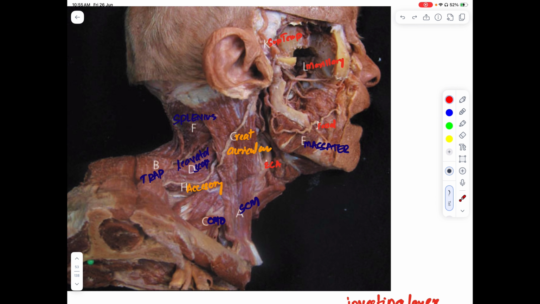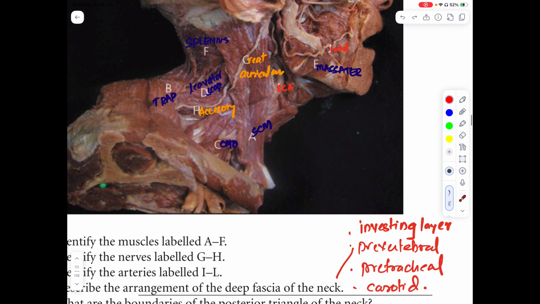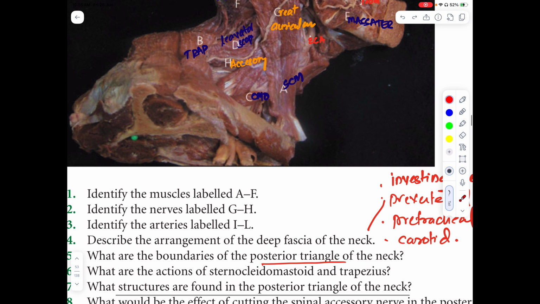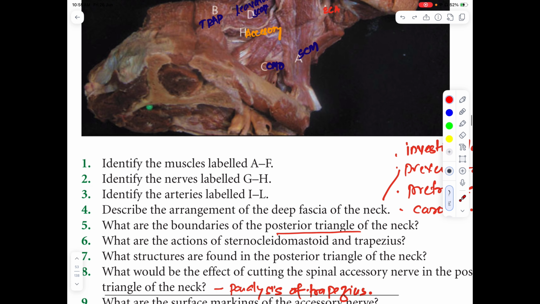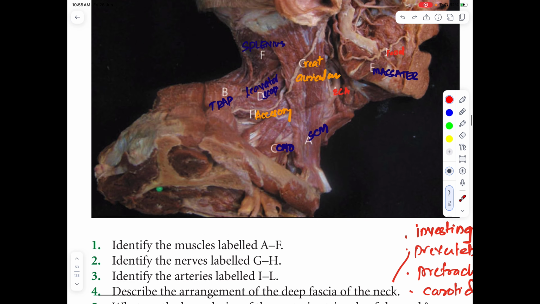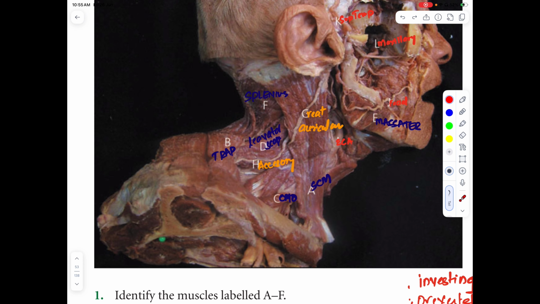So how is the arrangement of deep fascia? There is investing layer, then prevertebral, pretracheal, carotid. These are the different layers. So boundaries of posterior triangle. So you get trapezius behind, clavicle below, and this is the sternomastoid. So these are the boundaries of posterior triangle.